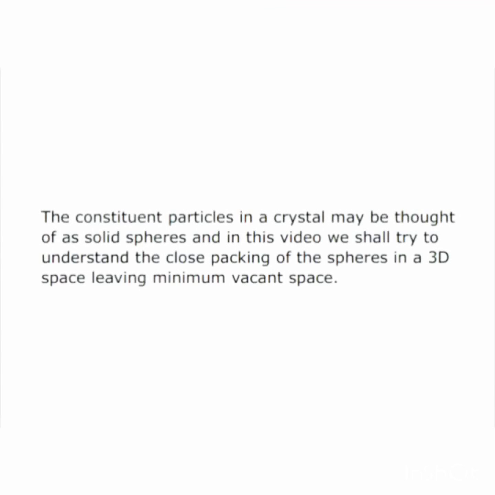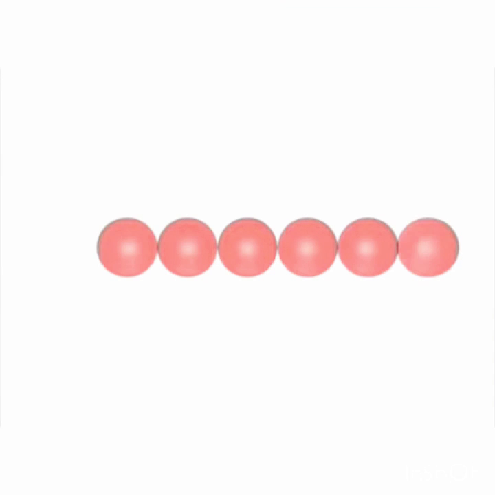The constituent particles in a crystal may be thought of as solid spheres, and in this video we shall try to understand the close packing of spheres in a 3D space, leaving minimum vacant space. Packing in one dimension. There is only one possible linear one-dimensional arrangement possible with spheres. They queue up linearly, each sphere touching the adjacent spheres like this.